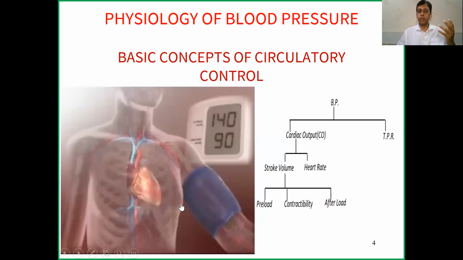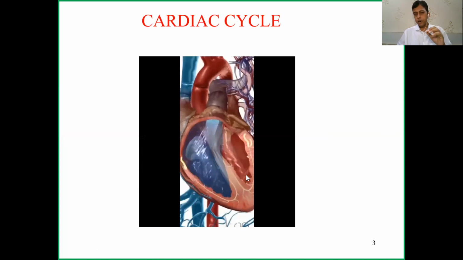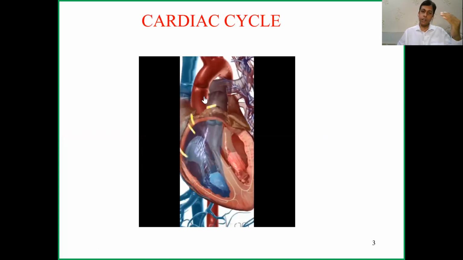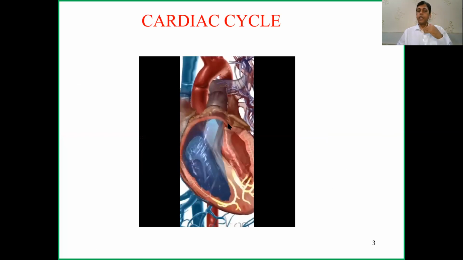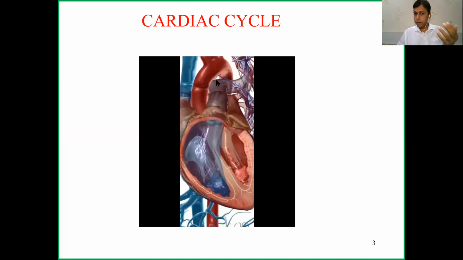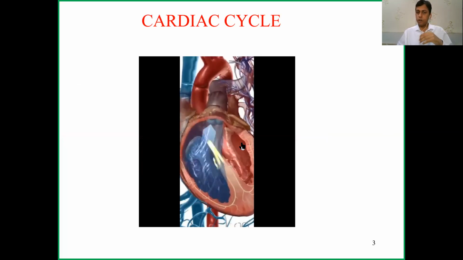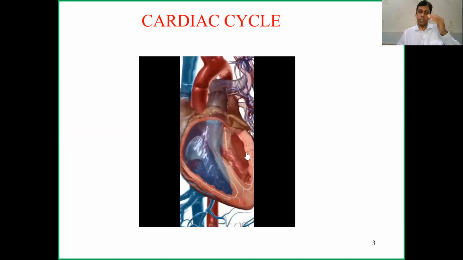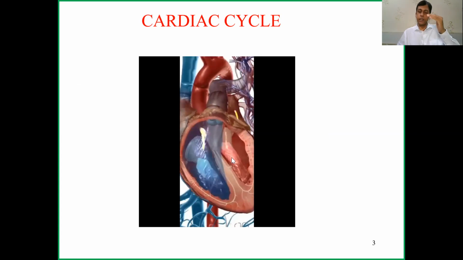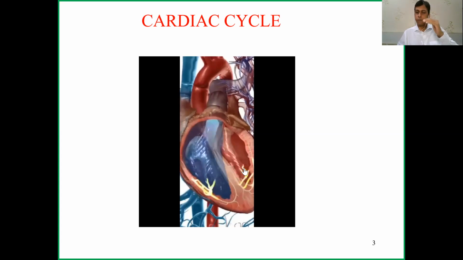Why is this important to understand? Because during the cardiac cycle, the amount of blood which is ejected from the left ventricle into the aorta determines the systolic pressure, and the amount of resistance in the peripheral arteries determines the diastolic pressure. In the cardiac cycle we will be able to understand what happens at each stage.